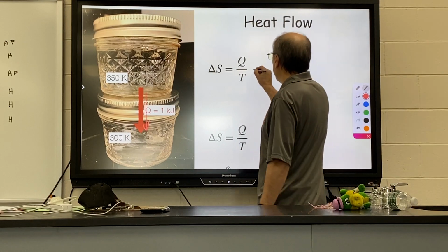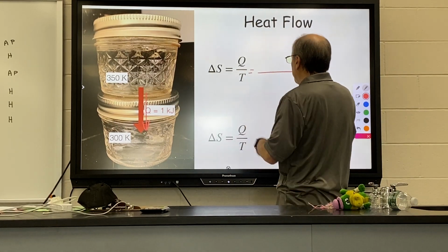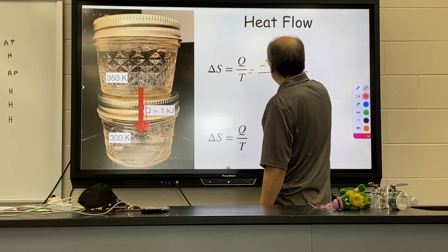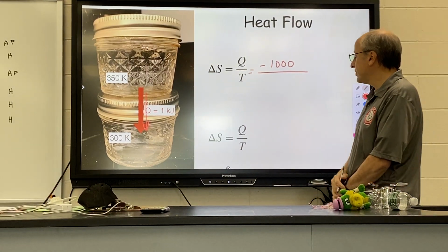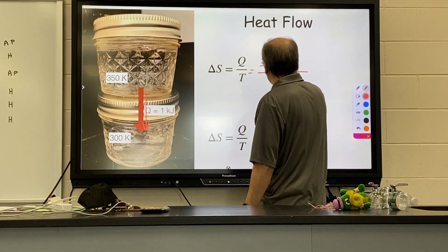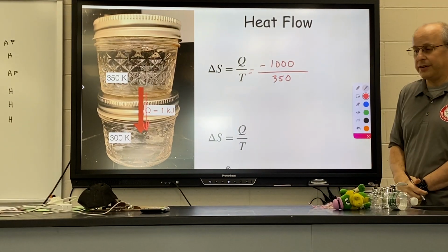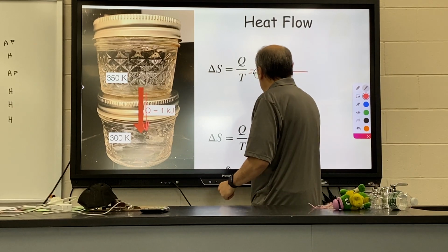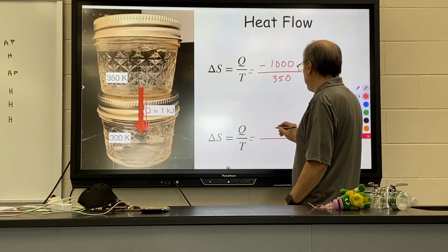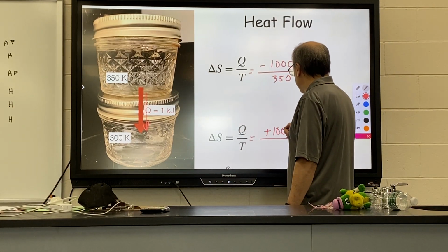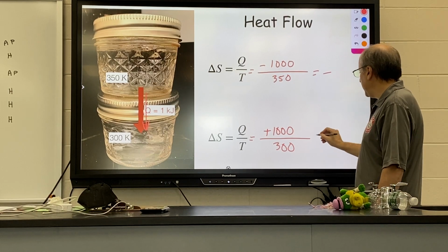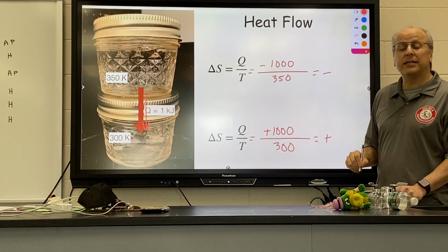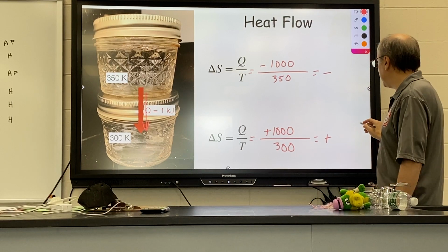And what we do is we find the change in entropy at the top. The top loses 1,000 joules. The temperature at which it lost those joules was 350. When we find the change in entropy at the bottom, it's going to gain 1,000 joules, and its temperature is 300. So we work this out. We're going to get a negative entropy, we're going to get a positive entropy, and we're going to see that this is bigger than this.